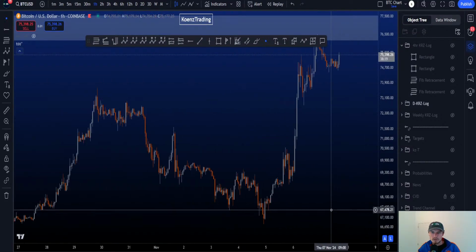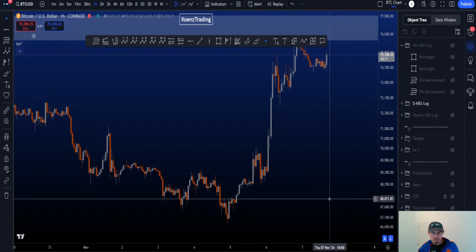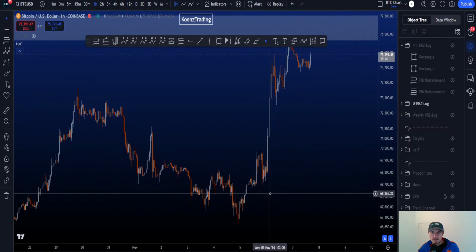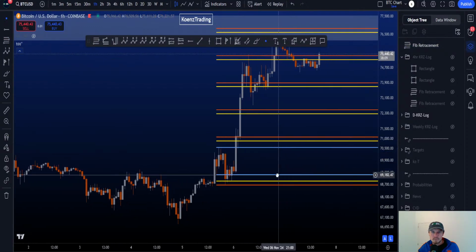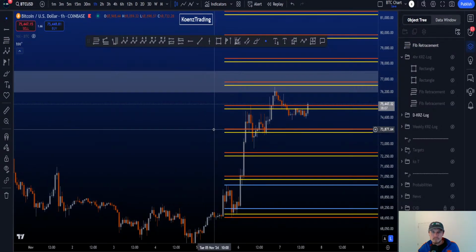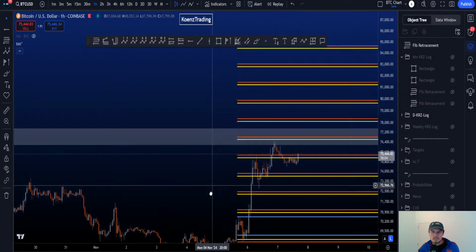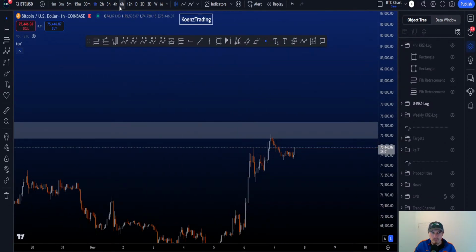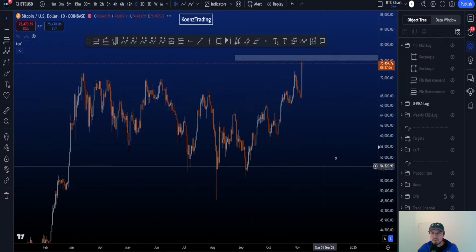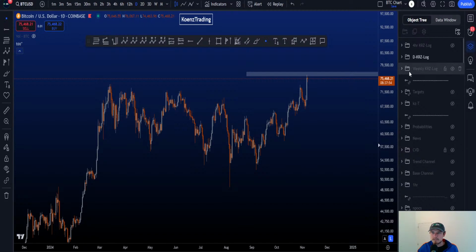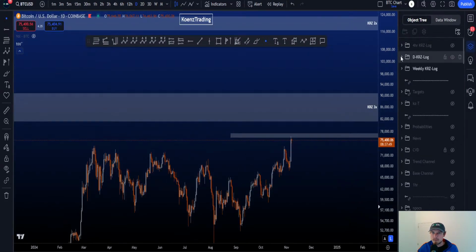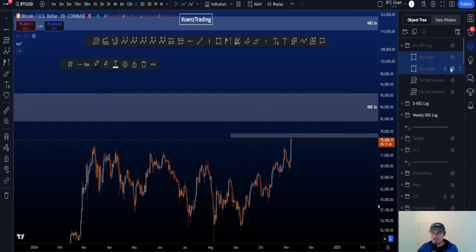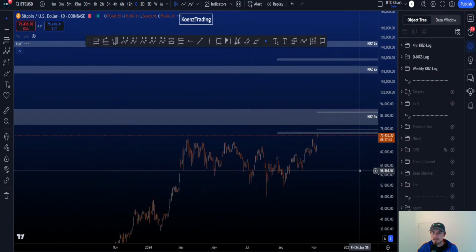One hour is a little bit low time frame to use these fibs, so yeah, I don't like that. Okay, so let's see what we have if we go to the daily in between the weekly and the 4-hour. What do we get? So we toggle on these. Daily, active, active.